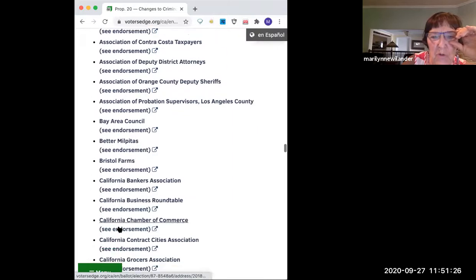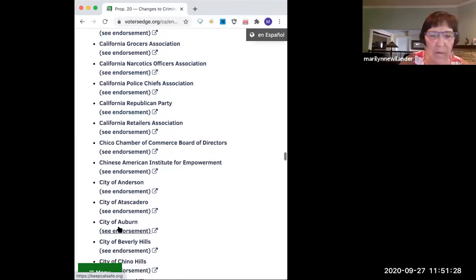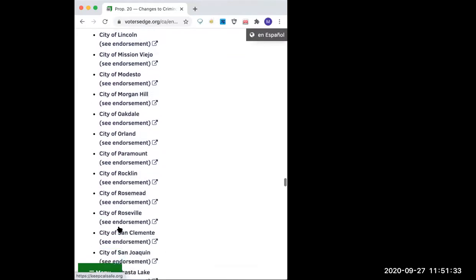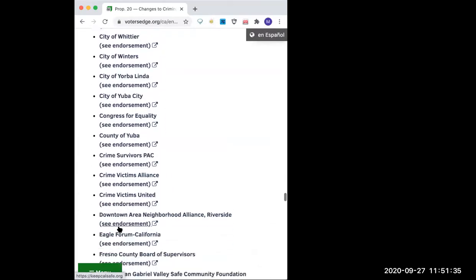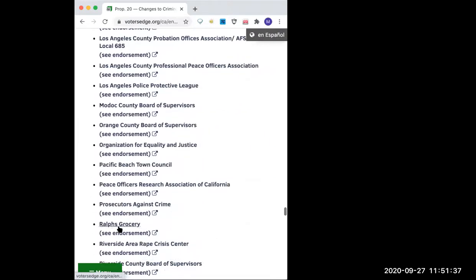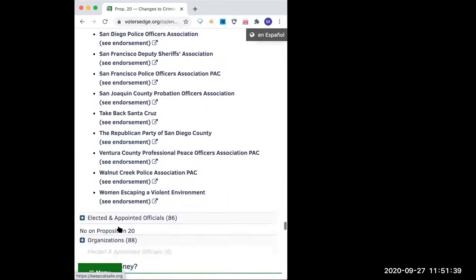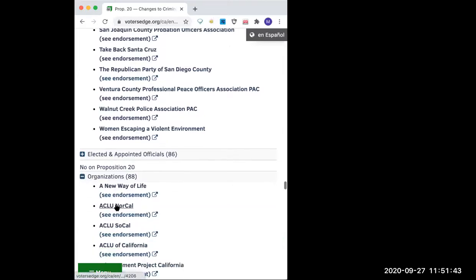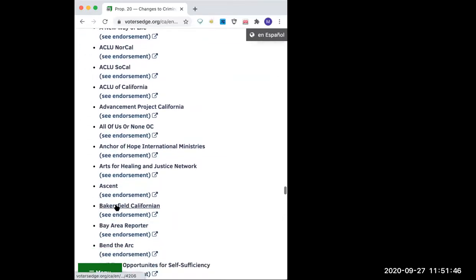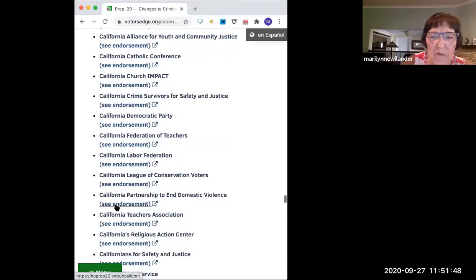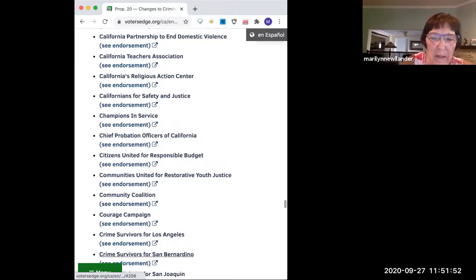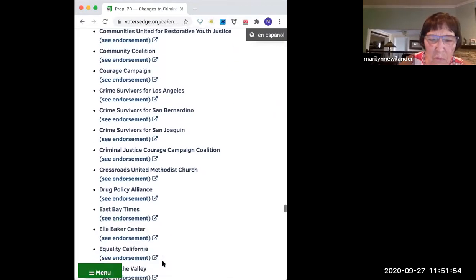And the organizations who are in favor of having more stringent requirements are numerous groups, and I'm just going to scroll through them real quickly. Lots and lots of different cities. And the organizations that oppose it, A New Way of Life, ACLU, once again, a wide diversity of different groups that oppose it. And the big question is always, where's the money?